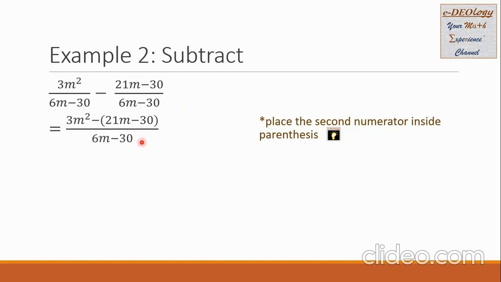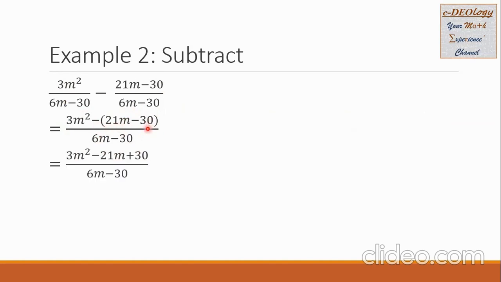And then we're going to simplify by removing the grouping symbol. And if we do that, we should change the sign of all the terms inside this grouping symbol. So you see here the 21m is positive. When we remove the grouping symbol, it becomes negative 21m. The negative 30 becomes positive 30.